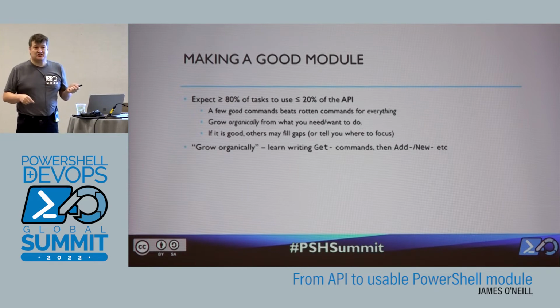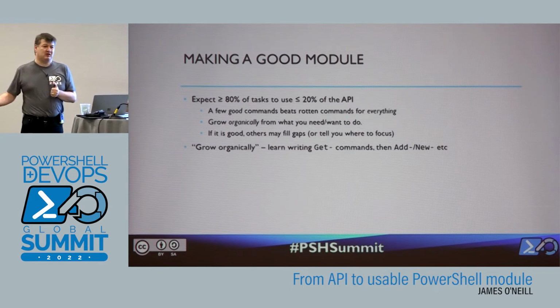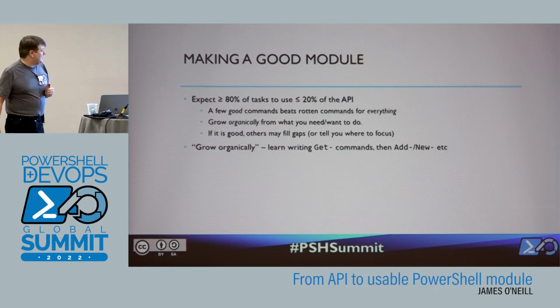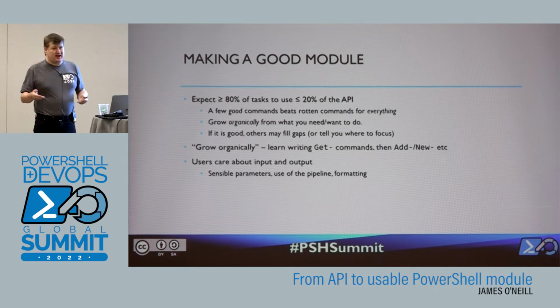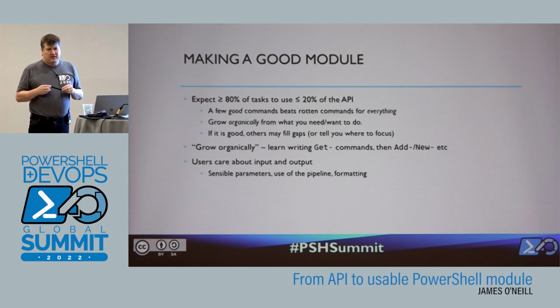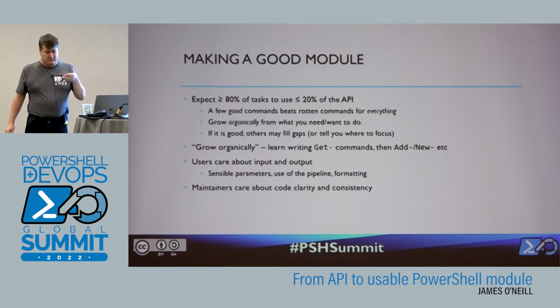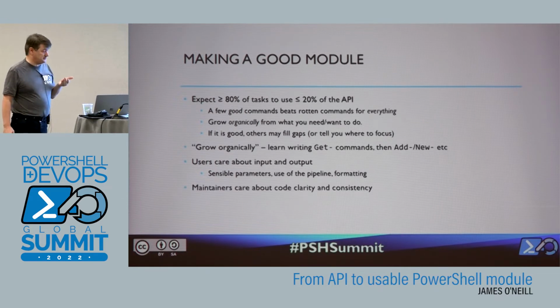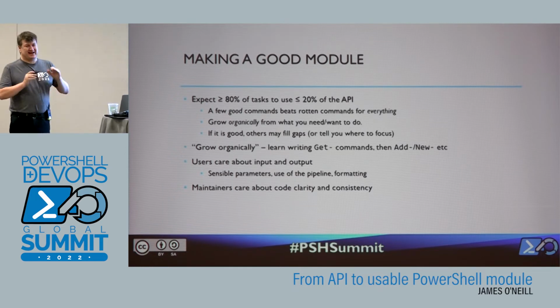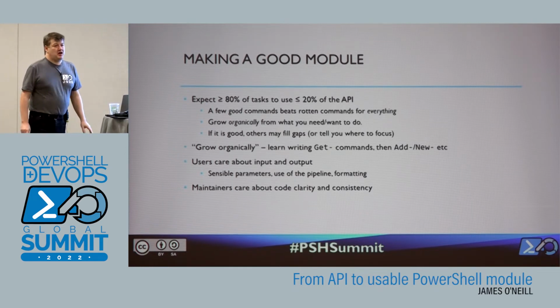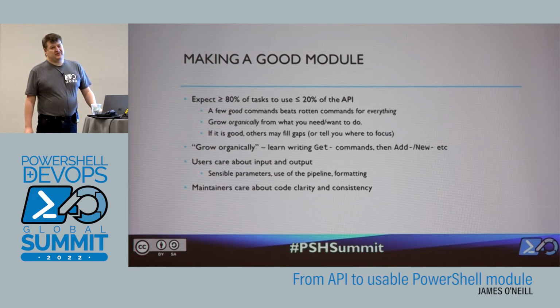That way you've learnt a lot of stuff before you change anything, and hopefully you've made your mistakes reading before you actually write anything to your production environment. And users care about input and output. They don't really care what's in the middle. So, well-written parameters, nice formatting. People who maintain stuff care about code quality, clarity, consistency. And think of yourself as a future maintainer.